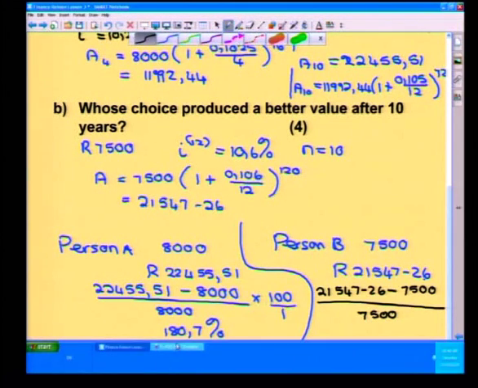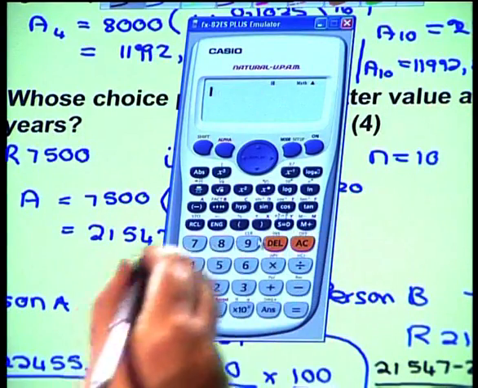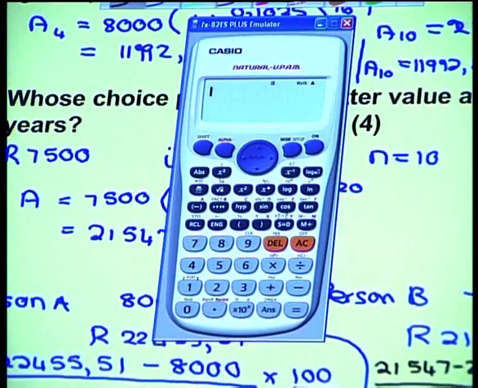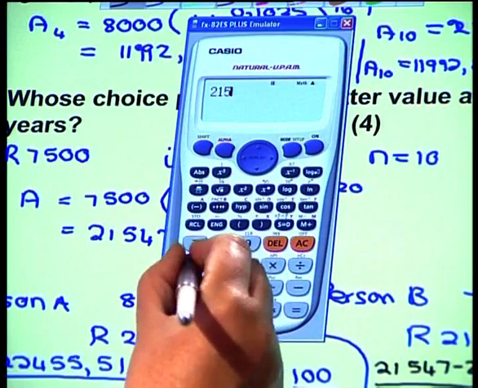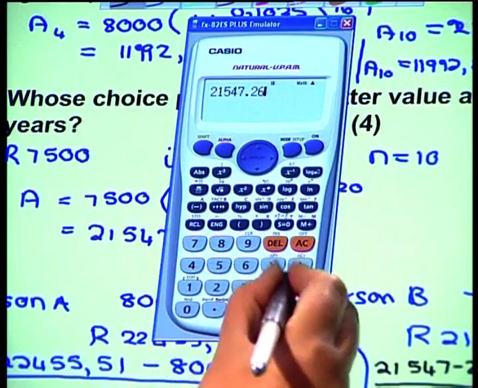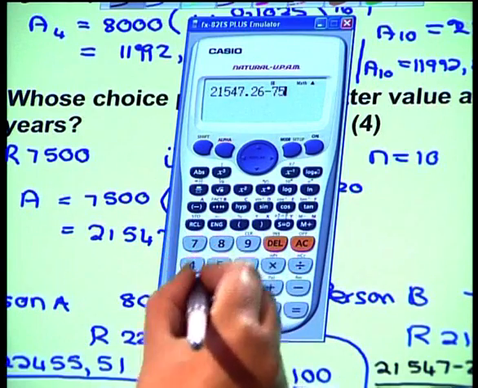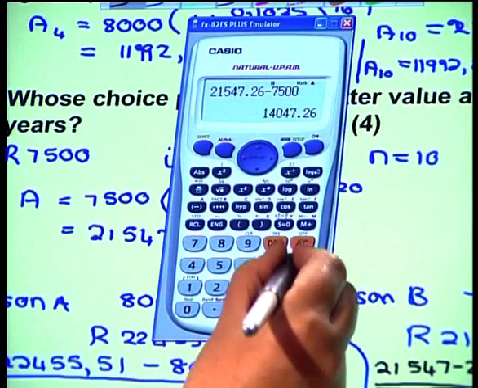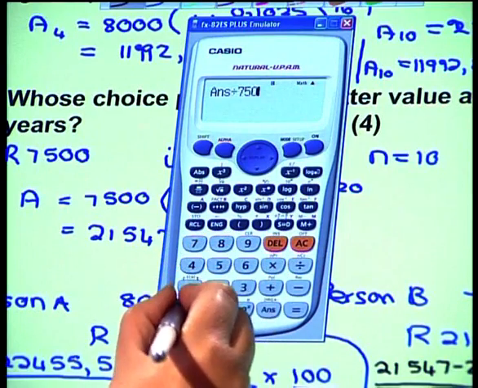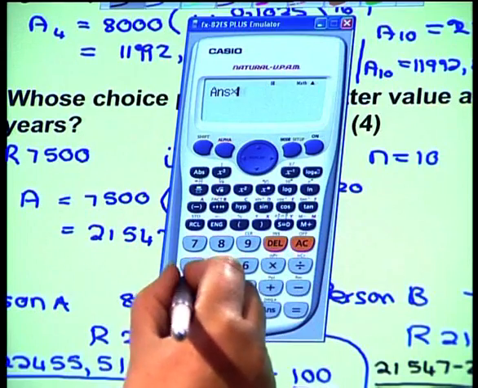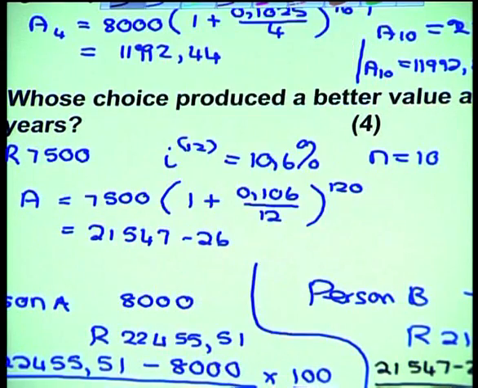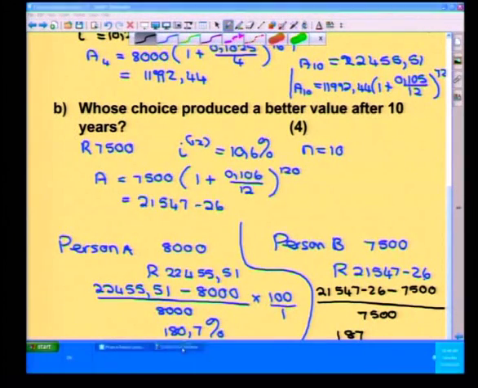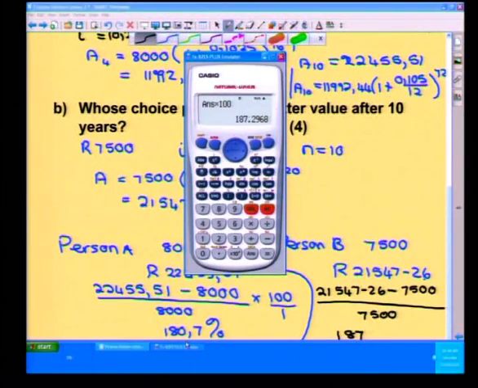Let's pull up the calculator. So all clear. We're going to go, and remember we're going to times it by 100 over 1. So we're going to go 21547.26, subtract 7,500, divide by the original investment, times 100 over 1. And I'm going to find that he made 187, and I didn't look quickly enough there, 0.3.